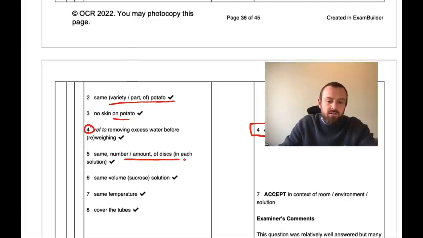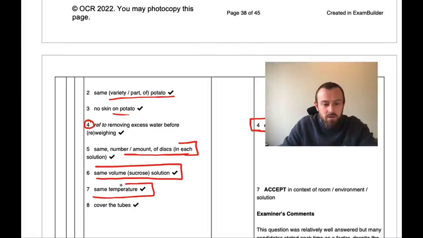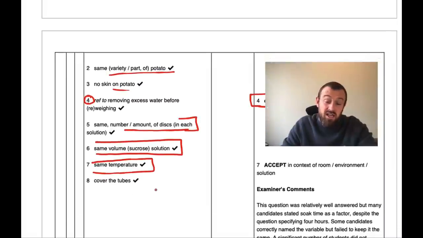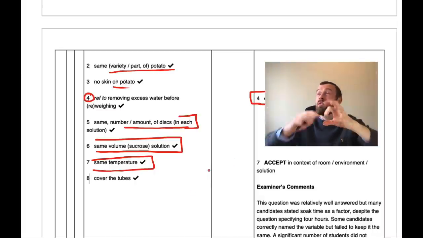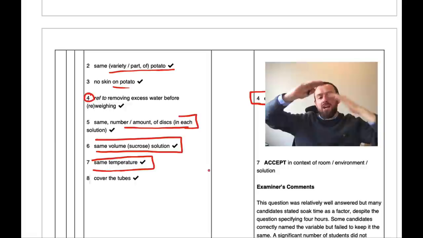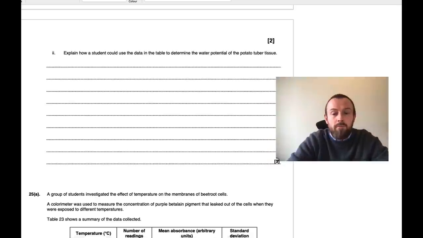Same number of discs. Gosh, I took that for granted. Same number of discs. There's loads. Same volume of solution. It's not specified in the image, is it? So, you know, got to use the same volume. Same temperature. Another one. And cover the tubes, I guess. Because if you didn't cover the tubes, some water could evaporate out of the tube, floating into the air, which would slightly change your sucrose concentration.